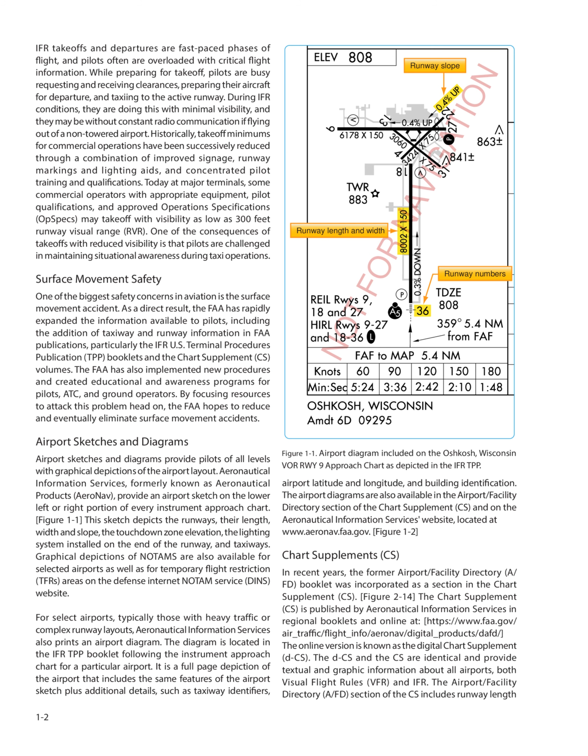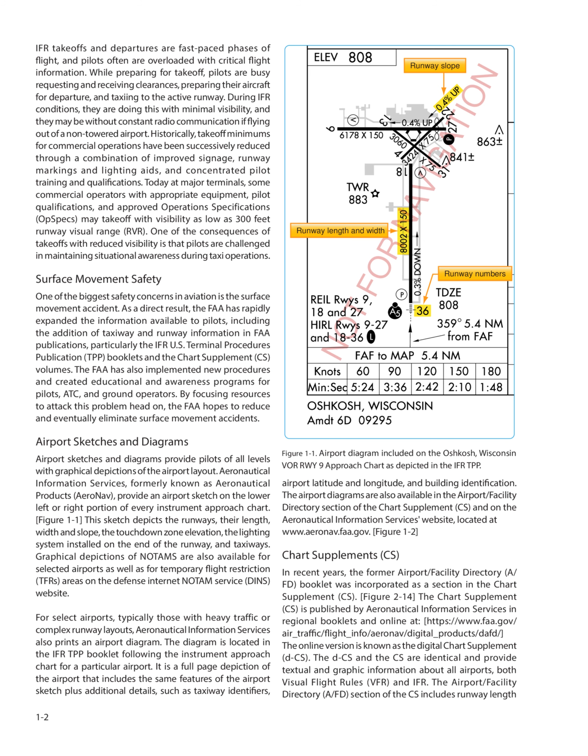The FAA has also implemented new procedures and created educational and awareness programs for pilots, ATC, and ground operators. By focusing resources to attack this problem head-on, the FAA hopes to reduce and eventually eliminate surface movement accidents. Airport sketches and diagrams. Airport sketches and diagrams provide pilots of all levels with graphical depictions of the airport layout. Aeronautical Information Services, formerly known as Aeronautical Products, provide an airport sketch on the lower left or right portion of every instrument approach chart.